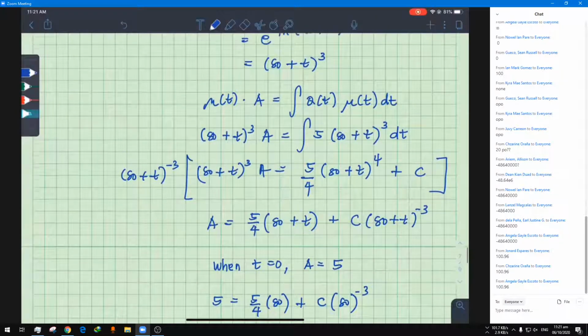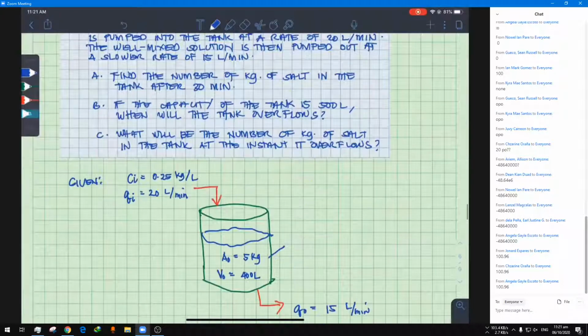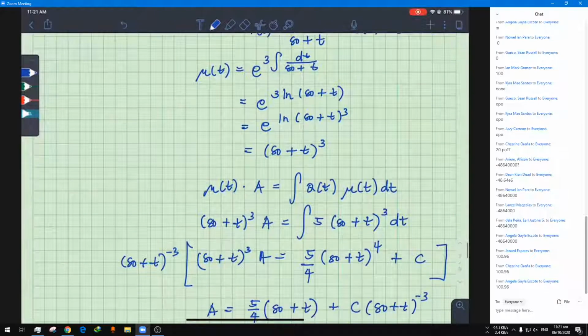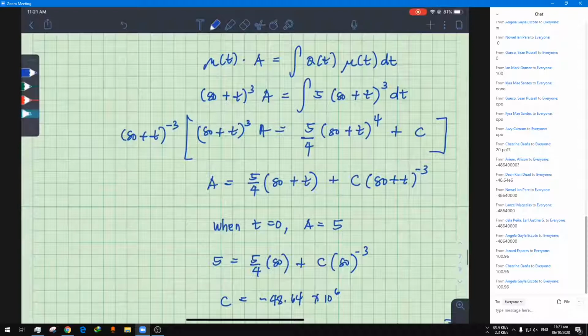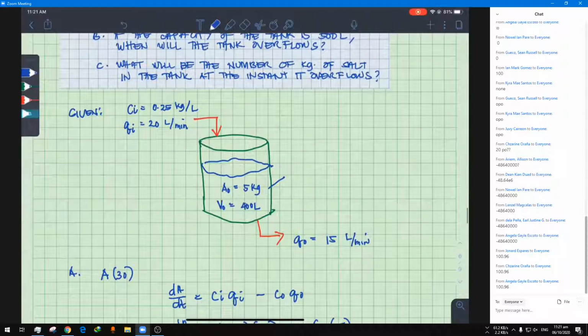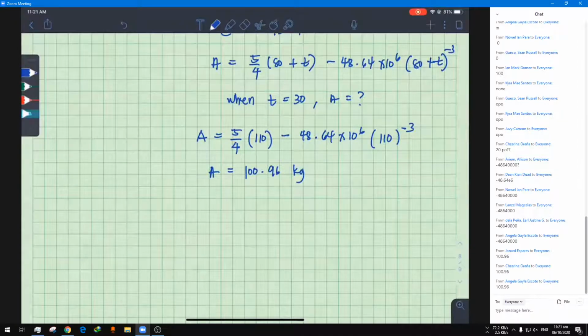Kilogram. Tama? So, kilogram. Sabagay, yung malaking container, no? So, that is 500 liters. So, 100.96 kilograms of salt is present after 30 minutes.